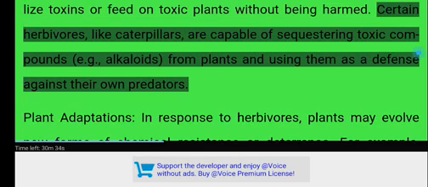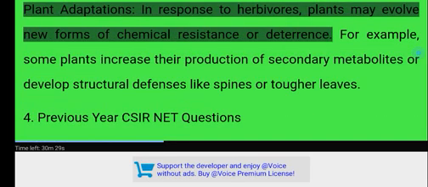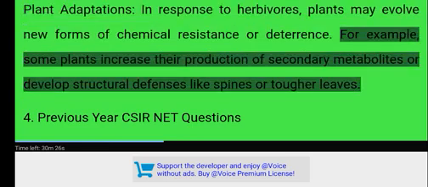Certain herbivores, like caterpillars, are capable of sequestering toxic compounds, e.g., alkaloids from plants, and using them as a defense against their own predators. Plant adaptations. In response to herbivores, plants may evolve new forms of chemical resistance or deterrence. For example, some plants increase their production of secondary metabolites or develop structural defenses like spines or tougher leaves.